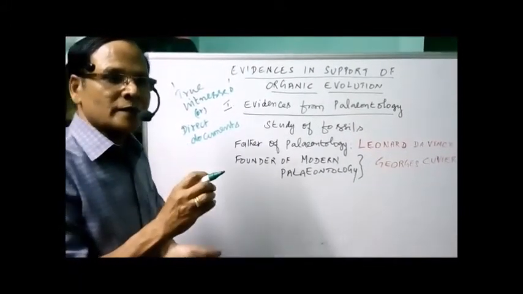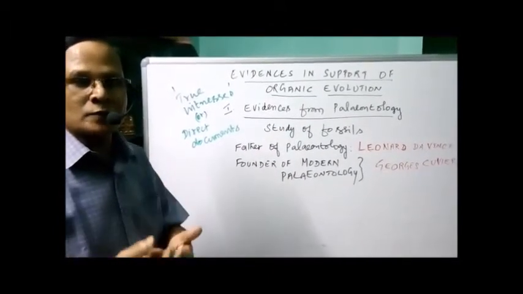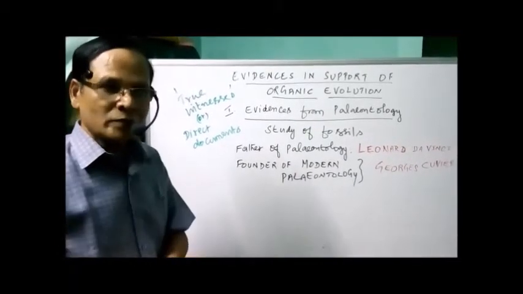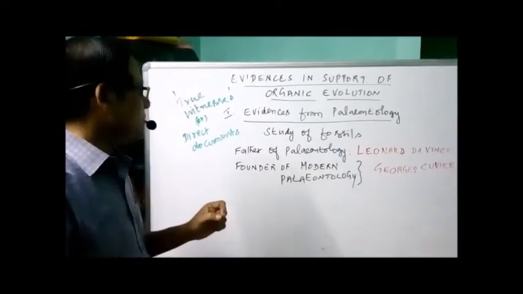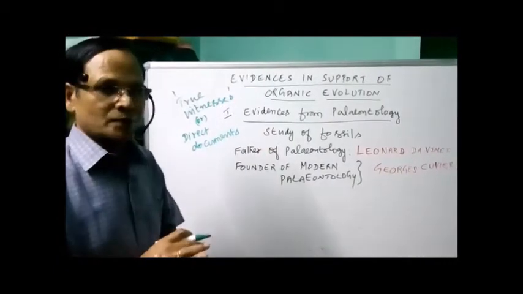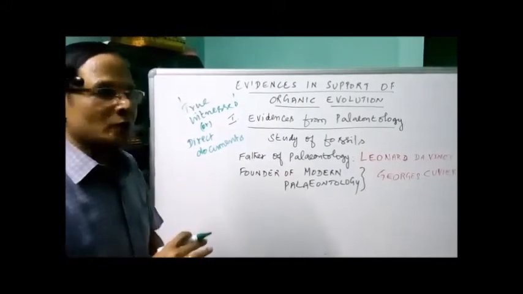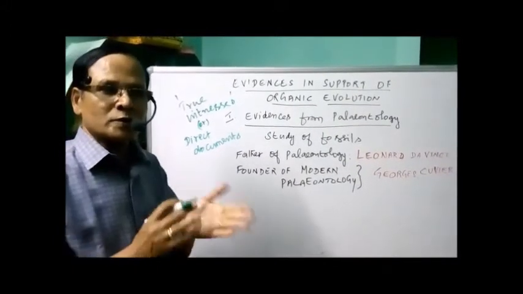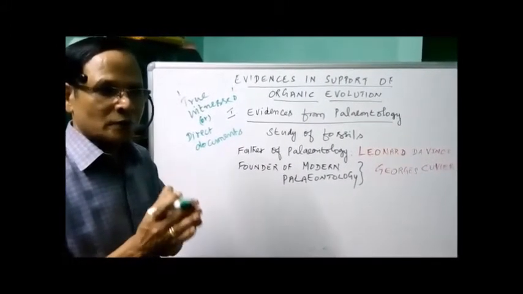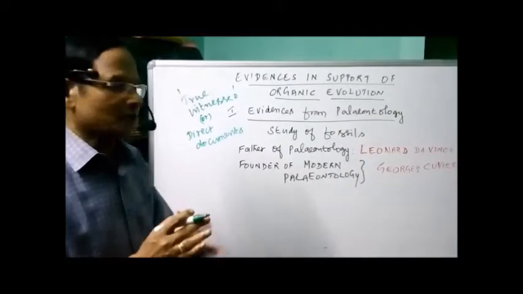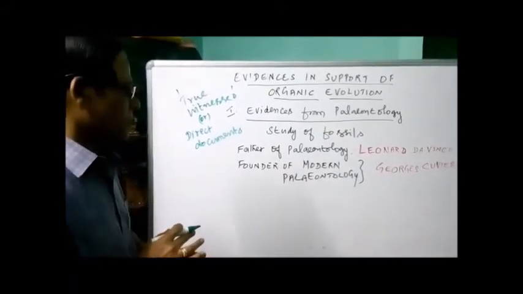So it is the only direct evidence when compared to other evidences, though we have evidences from anatomy, morphology, embryology and others. The only direct evidence for organic evolution came from the fossils. That's why they are called the direct documents of the various geological strata of evolution. The formation of fossils is called fossilization. It is also called sedimentation.